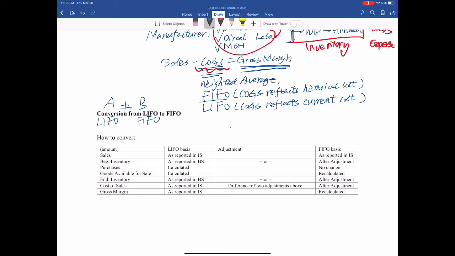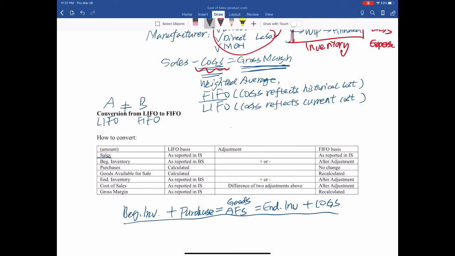Let's first review a formula we used. The beginning inventory plus purchase, I use a merchandiser as an example, equals the goods available for sale. It equals the ending balance of inventory plus cost of goods sold or cost of sales. The table used to convert between two different methods is built on these formulas. Sales minus cost of goods sold is gross margin.